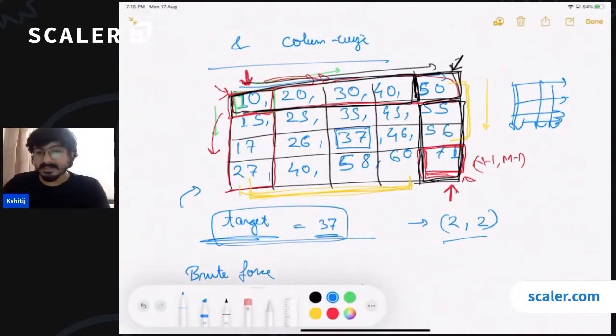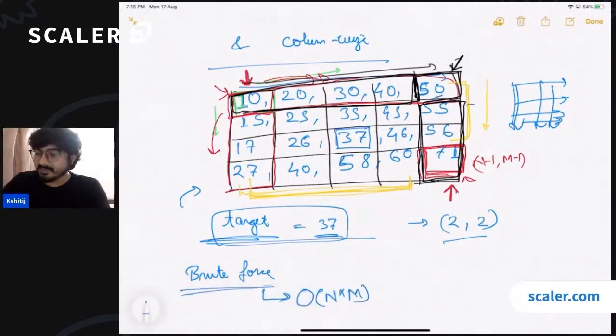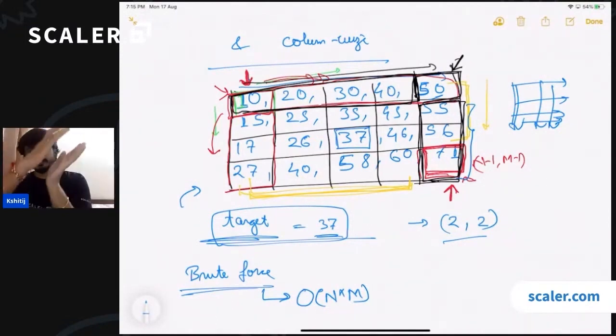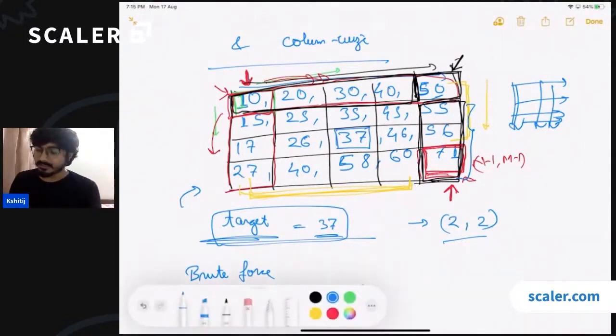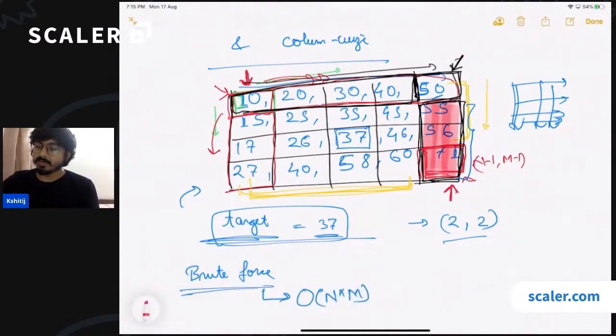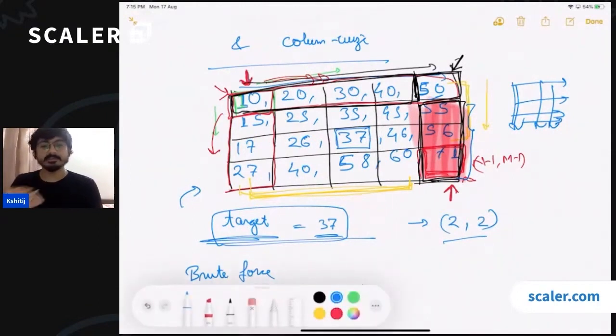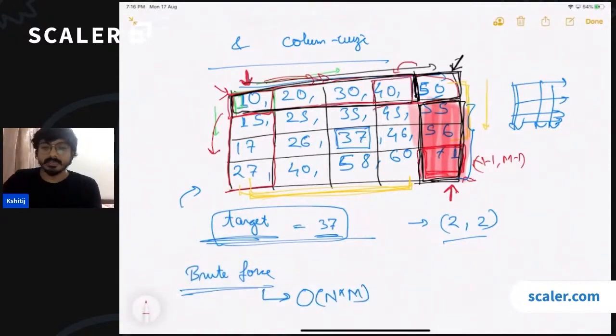So if the target is less than 50, can I say that target will never be present in the last column? If the target is less than 50, the column is sorted in an ascending order, right? All the elements in this column are definitely going to be greater than 50. So the target will never be present in this column. Now I am able to make a decision to discard some part of the search space. The search space has become smaller, right? All these values are now irrelevant.